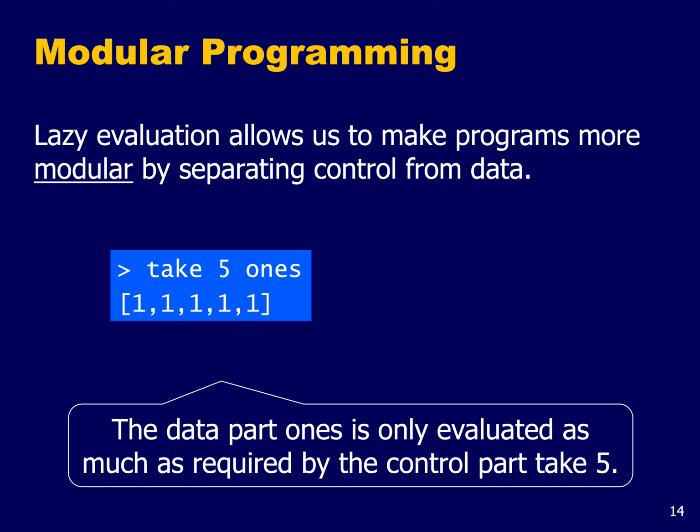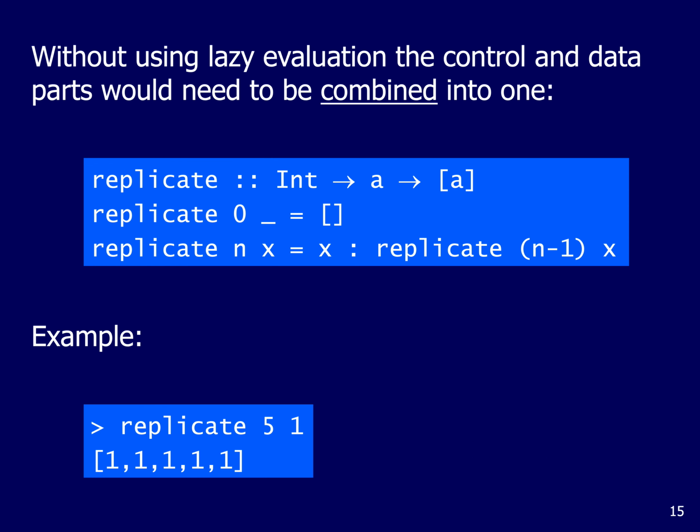What we see in the callout box at the bottom is the data part, which is ones, the infinite list of ones, or the potentially infinite list of ones, as we now know it is. That's only evaluated as much as required by the context in which it's used, which is the control part, take 5. So we've been able to separate the idea of generating 5 ones into a data part, a potentially infinite list of ones, and a control part, take 5, which says how many elements we actually want from that potentially infinite list. If we didn't have lazy evaluation at our disposal, the control and data parts would need to be combined into one.